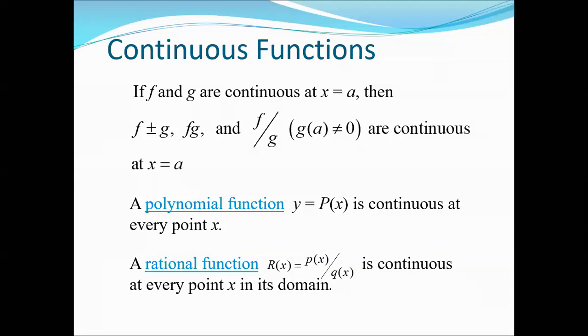So the difference between the two functions is that a polynomial function is always continuous, but a rational function is continuous at every point in its domain. Okay, here the main term is domain in a rational function, but for a polynomial function there is no restriction. The function is always continuous at every point.